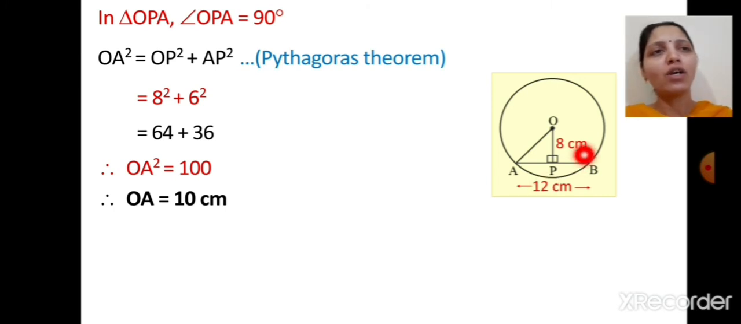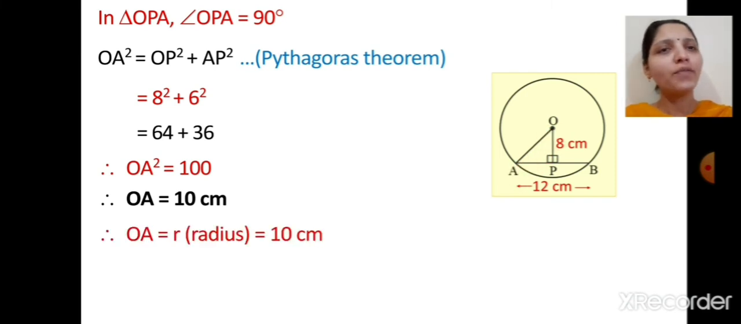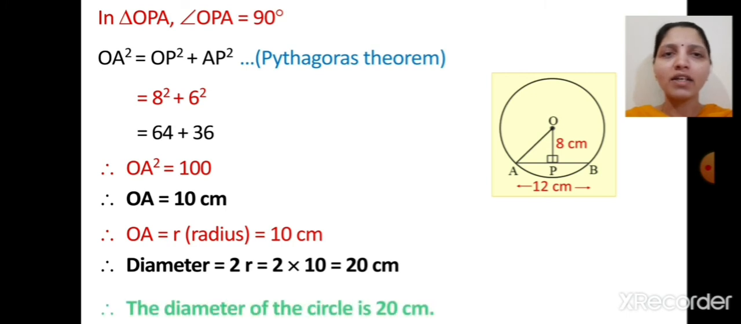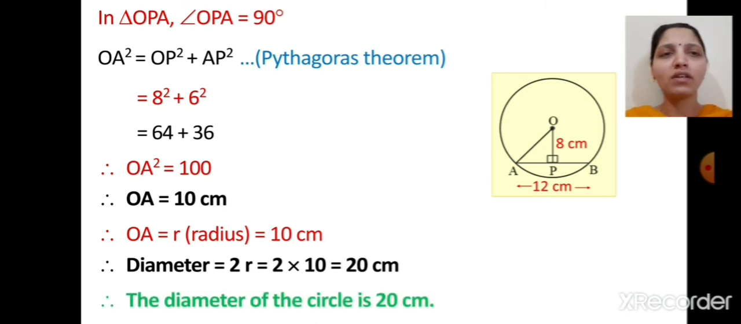So we got the length of OA. Now OA is nothing but the radius of the circle. So radius R is equal to 10 centimeter. Now we have to find the diameter of the circle, and we know that diameter is equal to 2 into radius. So you will get 2 into 10, that is equal to 20 centimeter. So your final answer is the diameter of the circle is 20 centimeters.